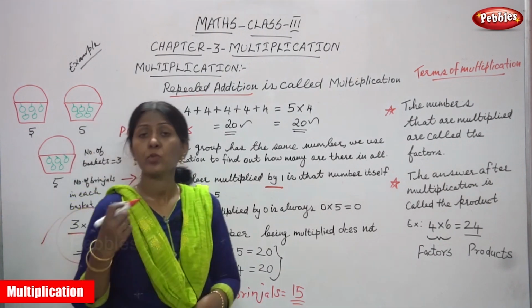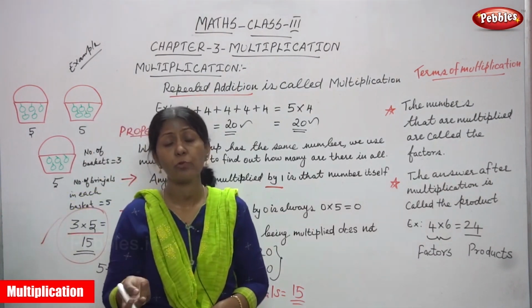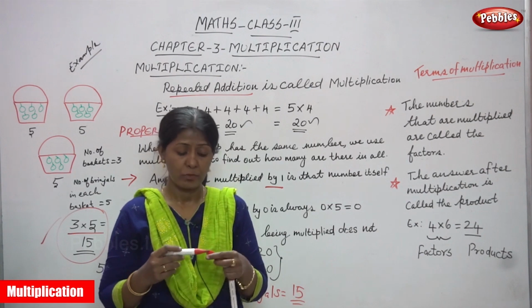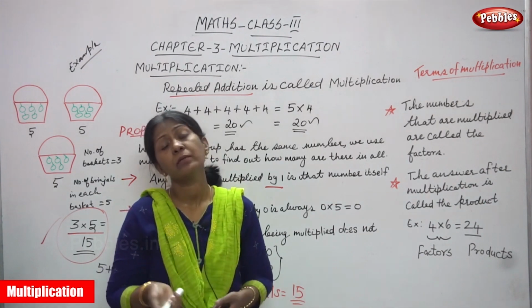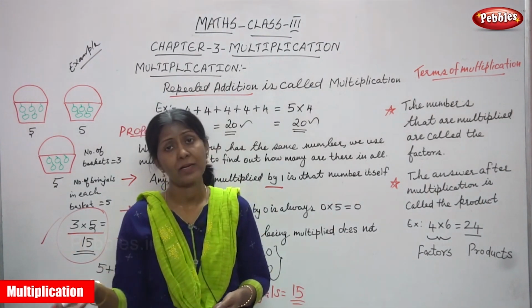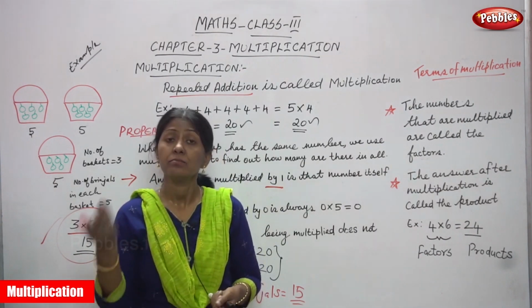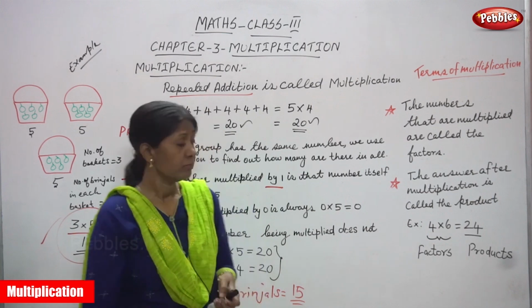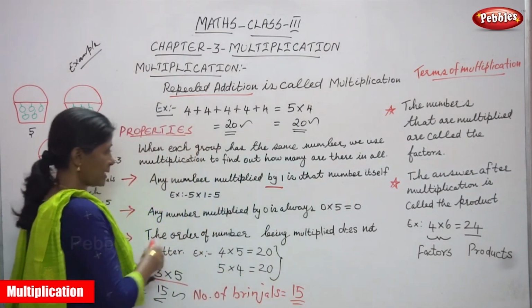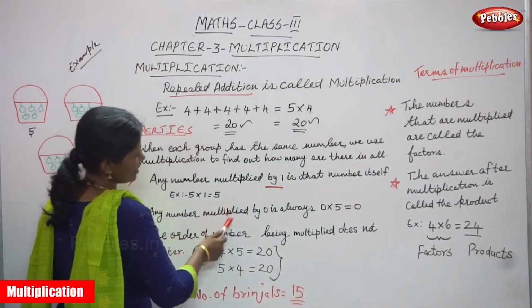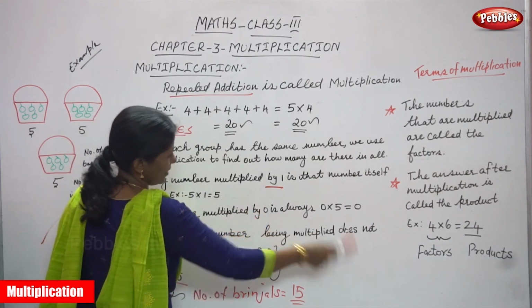Even 4 into 1 is equal to 4, 2 into 1 is equal to 2. Otherwise, 10 into 1 is equal to 10, 100 into 1 is equal to 100, 1000 into 1 is equal to 1000, 500 into 1 is equal to 500, 200 into 1 is also equal to 200. This is the example.